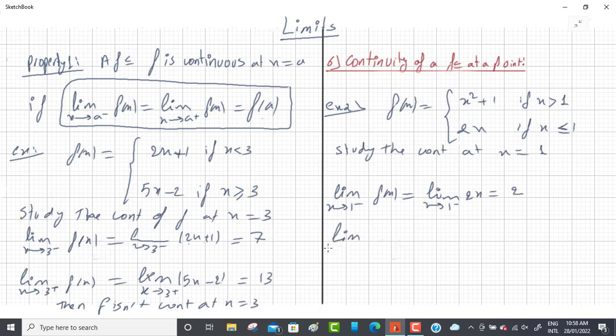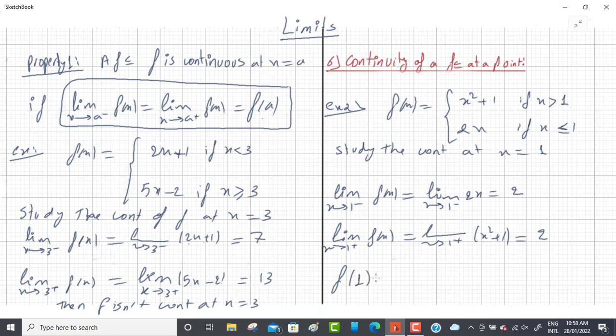Limit as x tends to 1 plus of f of x. You just replace x by 1. Which subfunction are you going to use? The first one, because 1 plus is greater than 1. 1 squared is 1, plus 1 is 2. The first two values are equal, so I proceed.